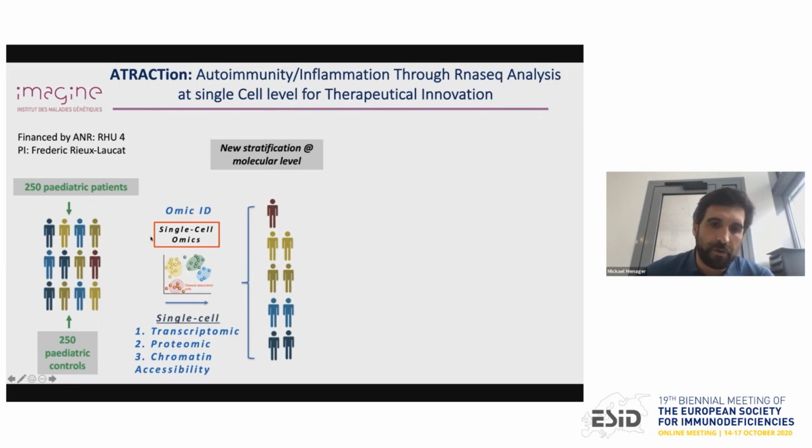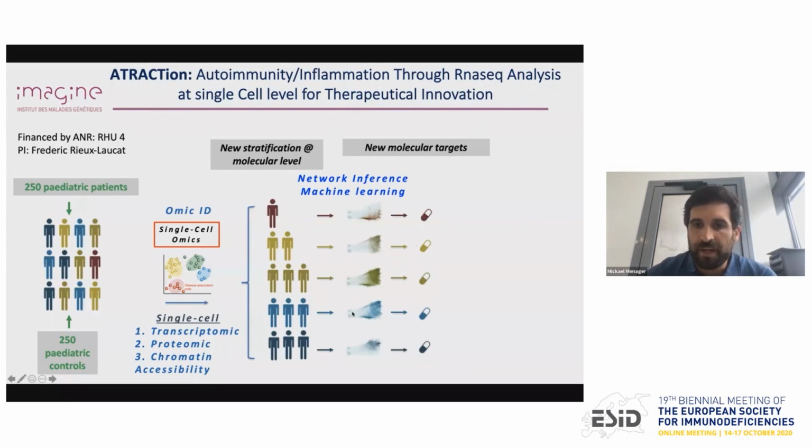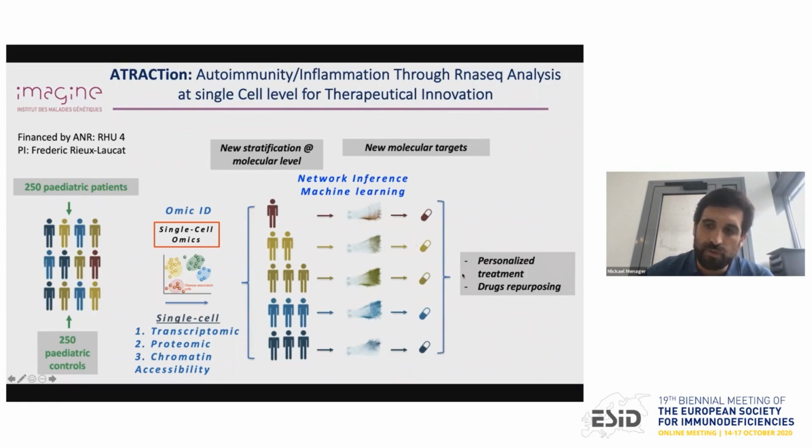The idea is to perform the different single-cell multi-omics that I've talked about, and then re-stratify the patients at the molecular level based on pathological clusters, based on molecular signatures. Then in the second phase, we'll use machine learning and network inference to try to identify functional pathways that could be applied to each of those subgroups, in order to see if we could identify new molecular targets, meaning get into personalized treatment and medicines. And also, we're thinking of drug repurposing.